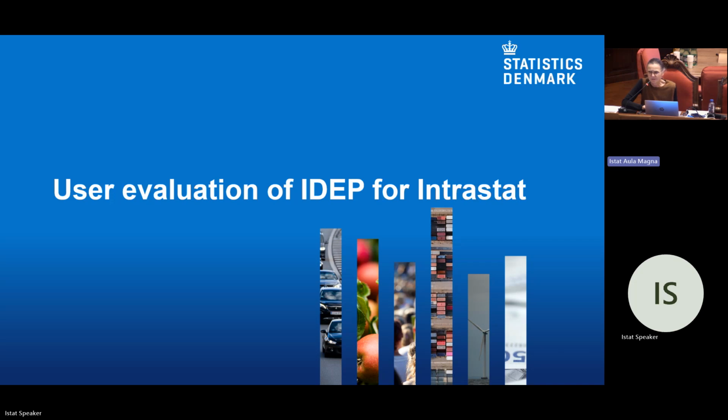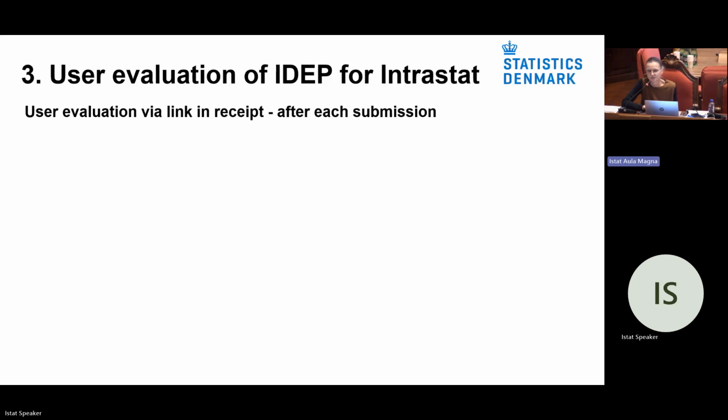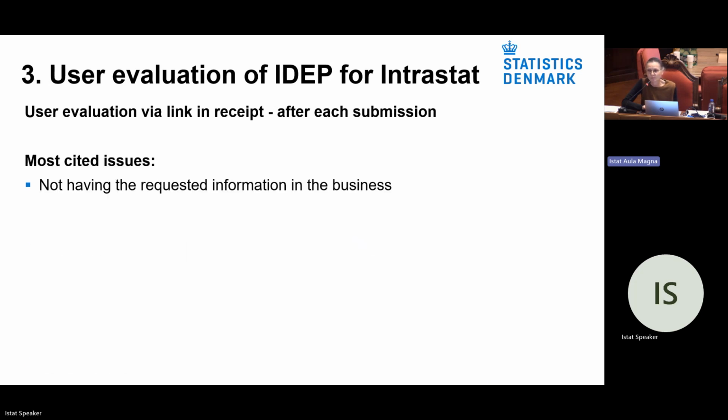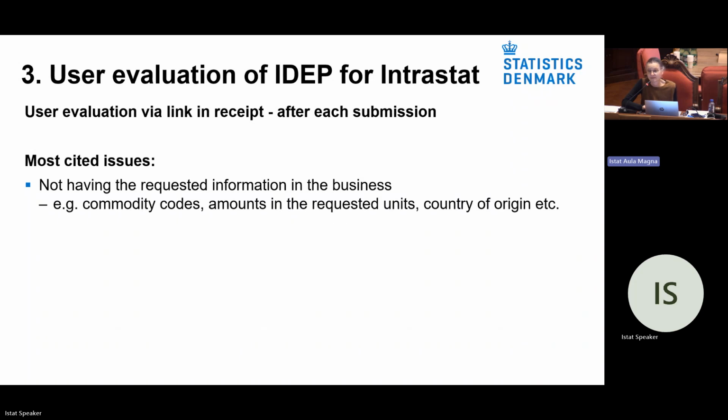So we have a lot of data. We haven't sought new data. We're looking into the data we have. And we have user evaluations for all our reporting solutions. Every time you make a report, you can access a link and make an evaluation. The most cited issues from enterprises is that they don't have the information we're asking for. So nothing about the solution at all. It's hard to find commodity codes. That's a big one.